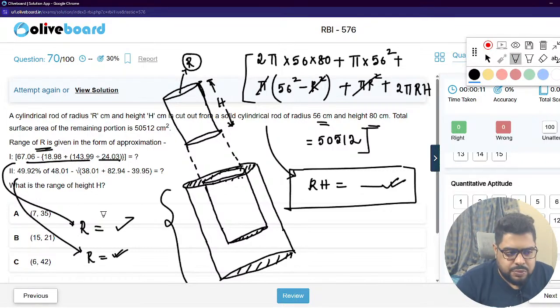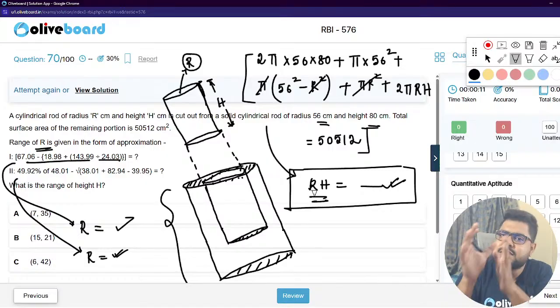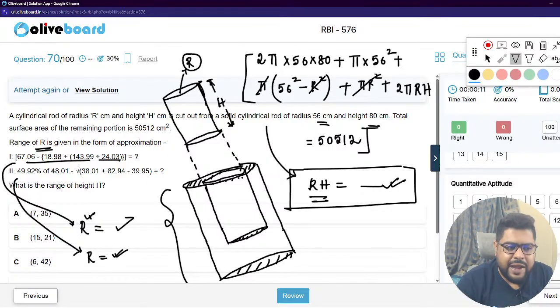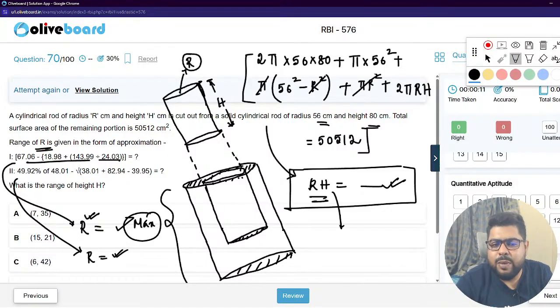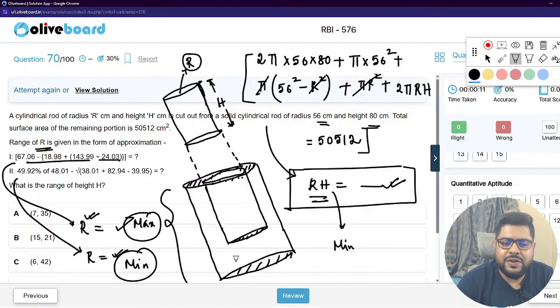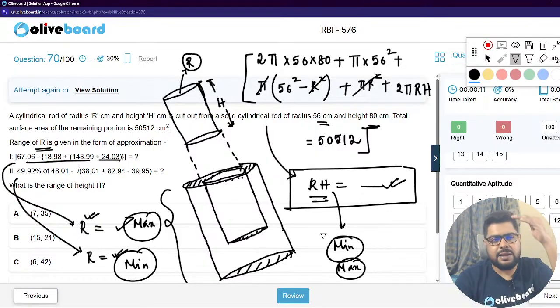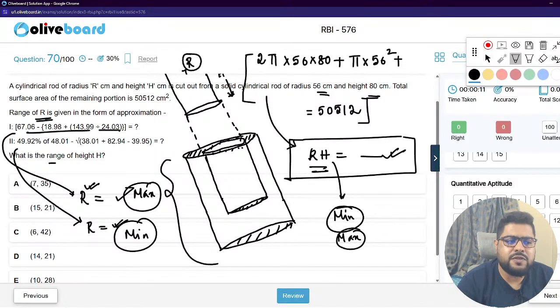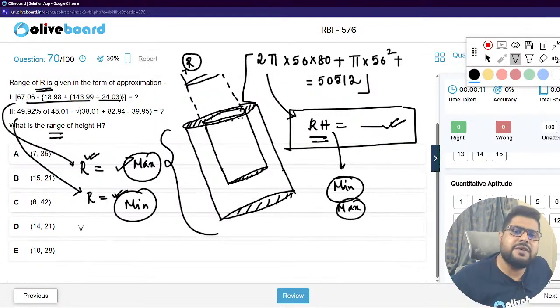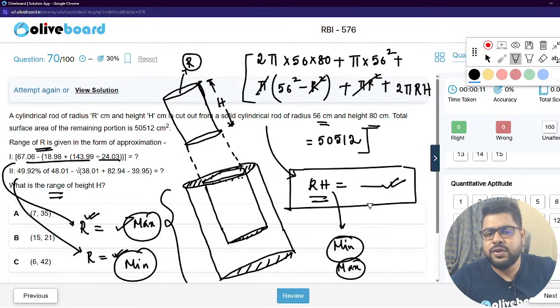Okay. So you see R into H is a constant value. So maximum value of R will give you the minimum value of H, and minimum value of R will give you the maximum value of H. And from there you will get the minimum value of H to maximum value of H. It is called the range of H. So minimum to maximum in a bracket, in this case a first bracket, will give you your answer.